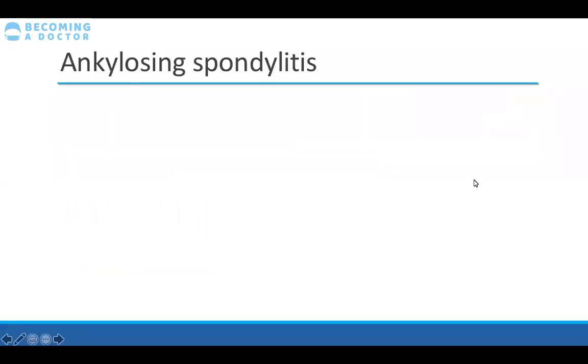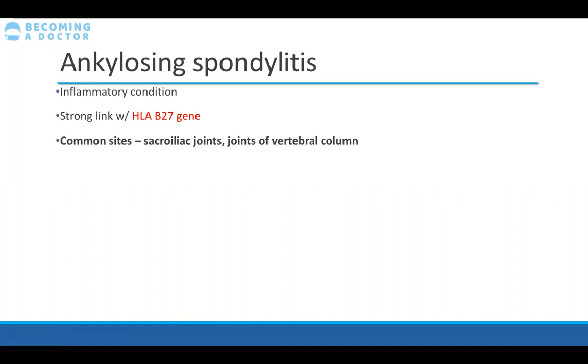So ankylosing spondylitis is an inflammatory condition. There's a strong link with the HLA-B27 gene. Common sites are the sacroiliac joints and joints of the vertebral column. The clinical presentation is a gradual onset. It's usually there for at least more than 3 months.